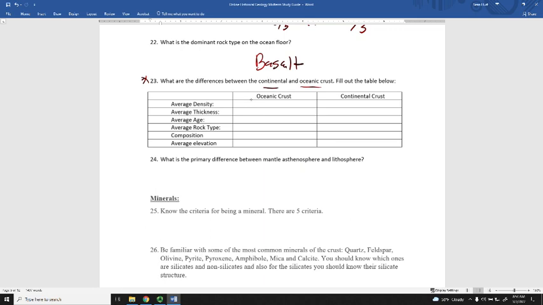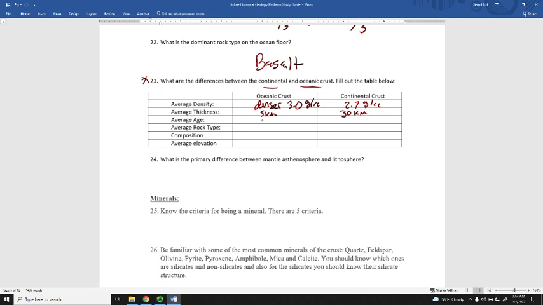So first of all, ocean crust is denser. Ocean crust is about 3.0 grams per cc in density, whereas continental crust is less dense, about 2.7 grams per cc. The average thickness of ocean crust is 5 kilometers, whereas continental crust is much more, about 30 kilometers. Continental crust is thicker, and can be up to 70 kilometers. Ocean crust is typically 5 to 7 kilometers, so it can be quite thin.